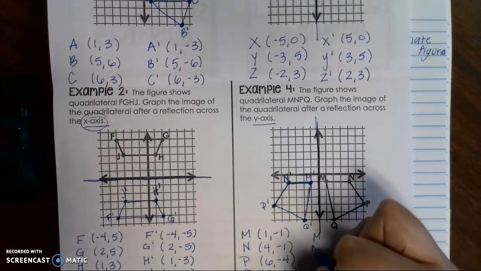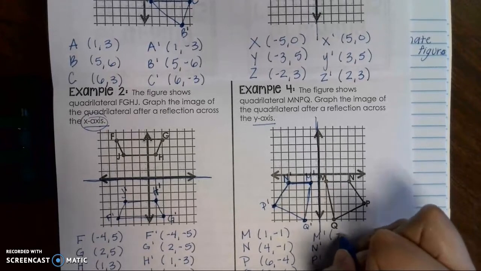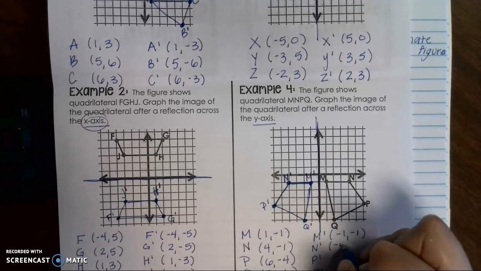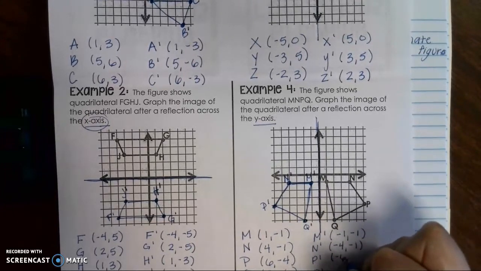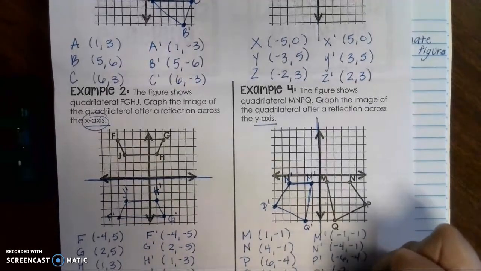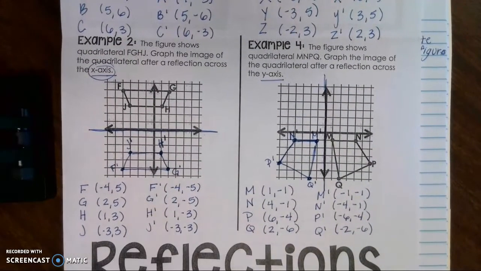And then we put our new ordered pairs, M prime, N prime, P prime, and Q prime. M prime is now at -1, -1. N prime is at -4, -1. P prime is at -6, -4. And Q prime is at -2, -6.